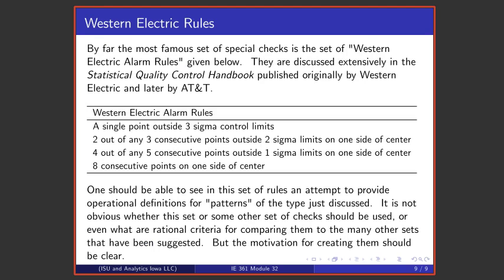Here's a particular set of possible extra alarm rules. It's one that came out of a famous statistical quality control handbook that was published by Western Electric and later by AT&T. One might look on a control chart for any point that plots outside of 3 sigma limits. Look for any 2 out of 3 consecutive points that are outside of 2 sigma limits on a single side of center. Look for any 4 out of 5 consecutive points outside 1 sigma limits on a single side of center, or look for 8 consecutive points on one side of center.